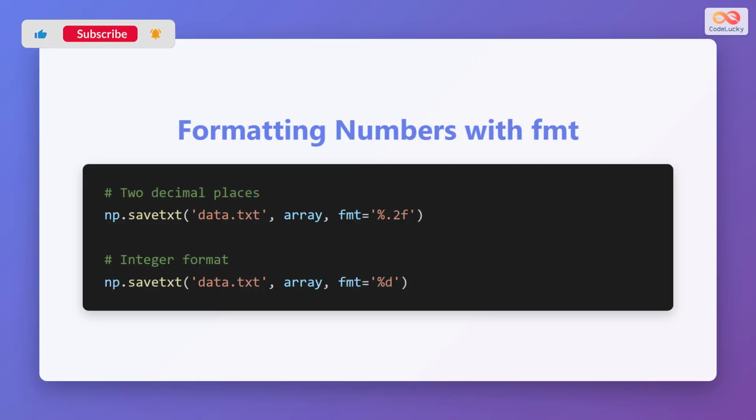The fmt parameter controls how numbers are formatted in your output file. To format numbers with 2 decimal places, use fmt equals %.2f in quotes. For integer format with no decimal places, use fmt equals %d in quotes. This gives you precise control over how your numerical data appears in the text file.